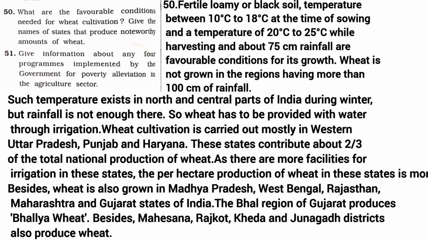Punjab is known as the wheat granary of India. Besides, wheat is also grown in Madhya Pradesh, West Bengal, Rajasthan, Maharashtra, and Gujarat states of India. The Bhal region of Gujarat produces Bhalia wheat. Besides, Mehsana, Rajkot, Kheda, and Junagadh districts also produce wheat.